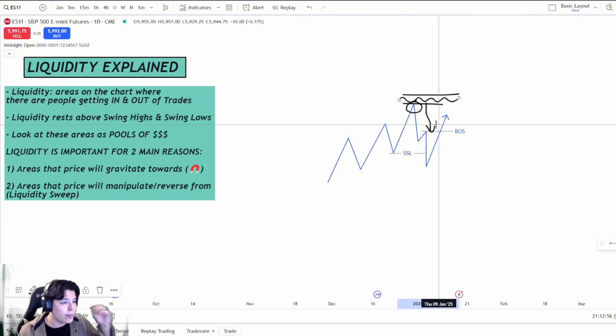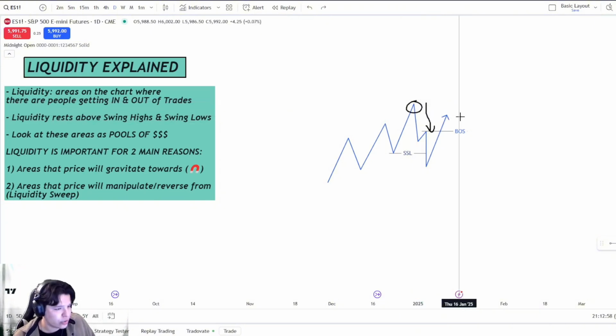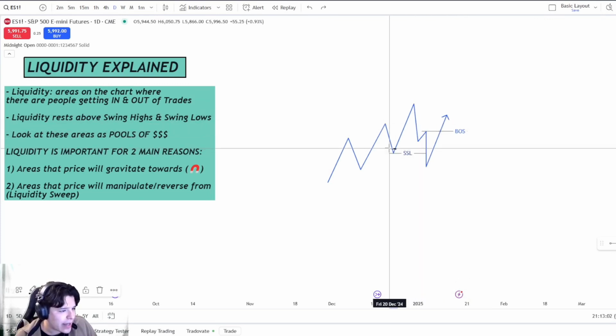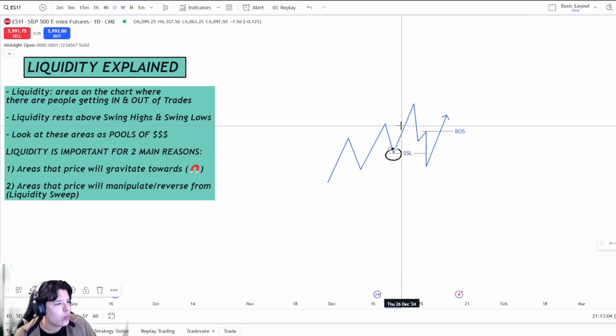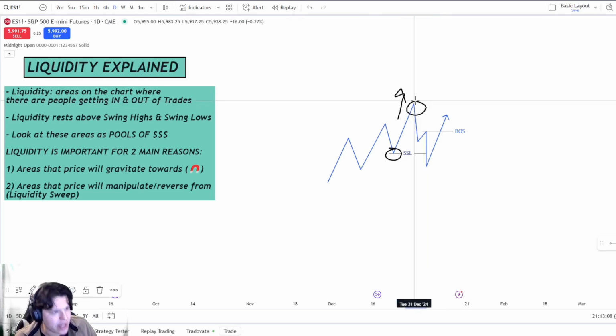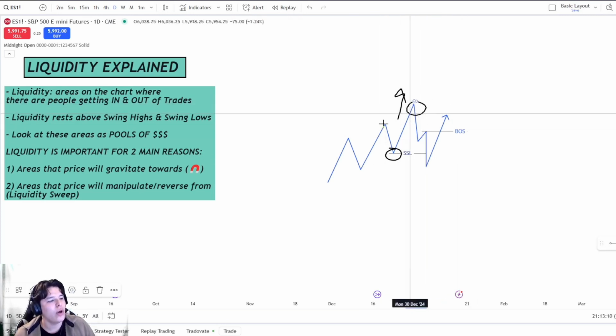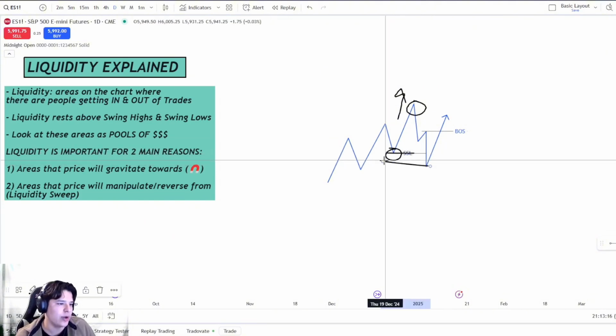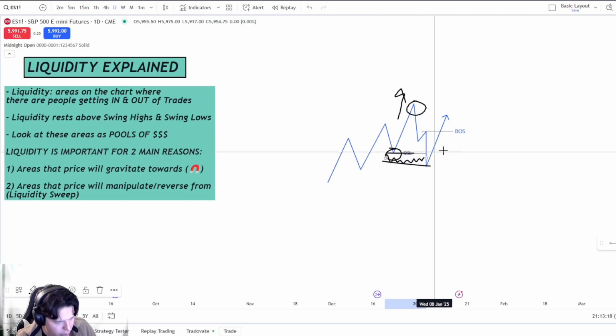And then number two, there are also people, right, that at this low would have bought on a continuation. And let's say they didn't actually take profit here, right? Well, their stops are going to be right below this higher low, either right at it or right below it, giving us pool of money number two.